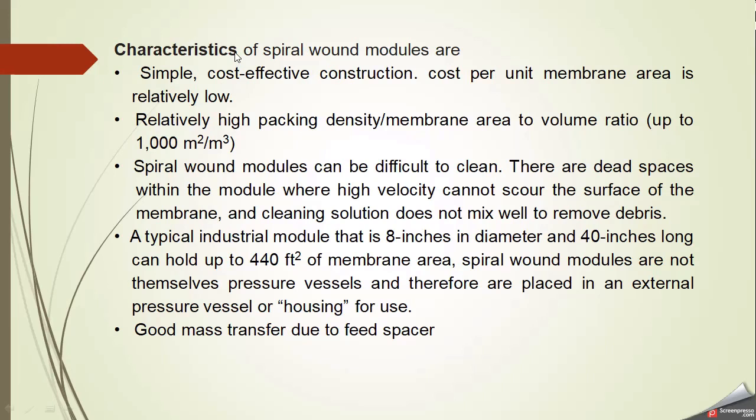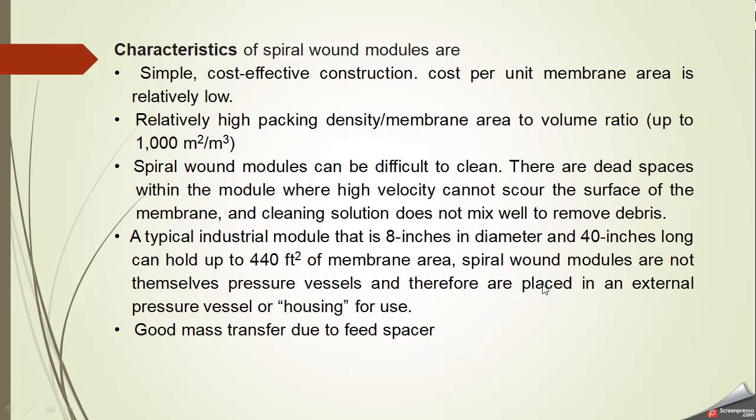So at the end, the characteristics of spiral wound modules are simple, cost-effective construction. Cost per unit membrane area is relatively low. From a construction point of view, it is more economical. Relatively high packing density. Spiral wound modules can be difficult to clean. There are dead spaces within the modules where high velocity cannot clean the surface of the membrane. A typical industrial module that is 8 inches in diameter, as shown in the previous figure, and 40 inches long, can hold up to 440 square feet of membrane area, which is very high.